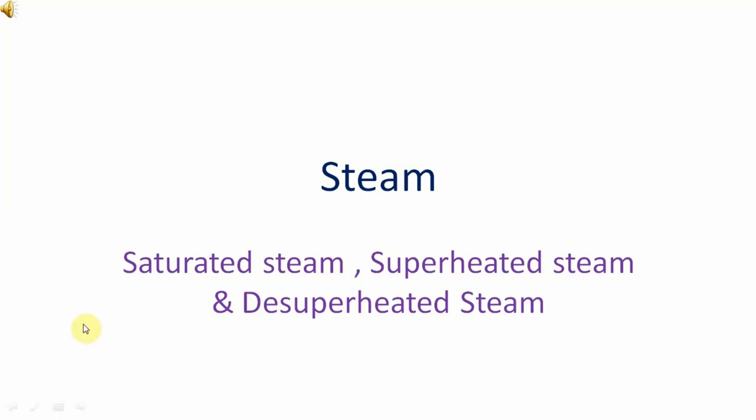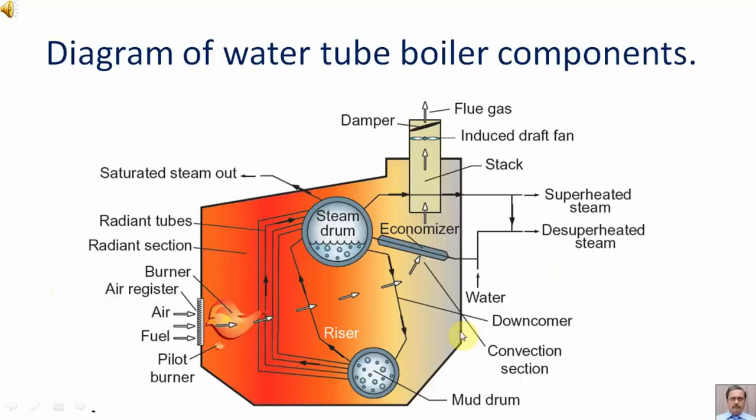Steam. In process industry, the steam is being used in the following three forms: saturated steam, superheated steam, and desuperheated steam. In this diagram, we can see all the three forms of the steam. Here, steam is directly coming out from the boiler drum, or rather steam drum, and that is saturated steam.